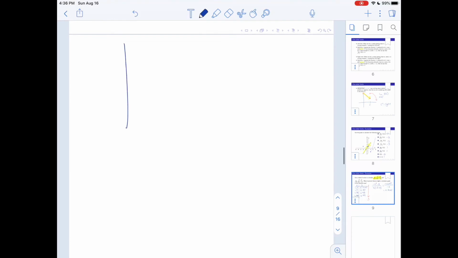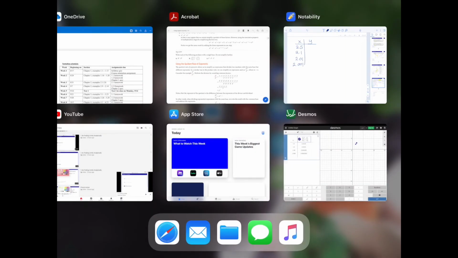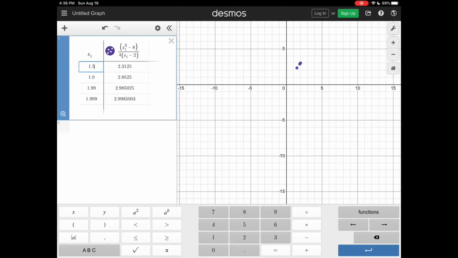So I'm going to make my table again, but I'm going to use different x's. Instead of 1.5 and 1.9, I want to use numbers to the right of 2. So maybe I want to do 2.5 and 2.1 and 2.01, 2.001. And I'm going to let Desmos tell me how to fill in the y values. So here goes Desmos. And my function's still there, so now all I've got to do is change my numbers.